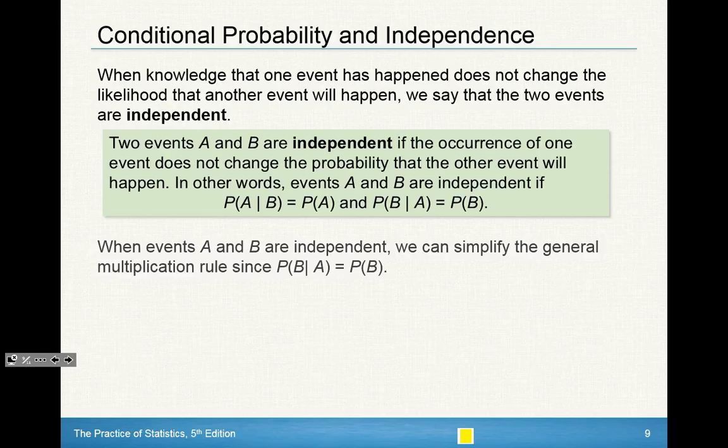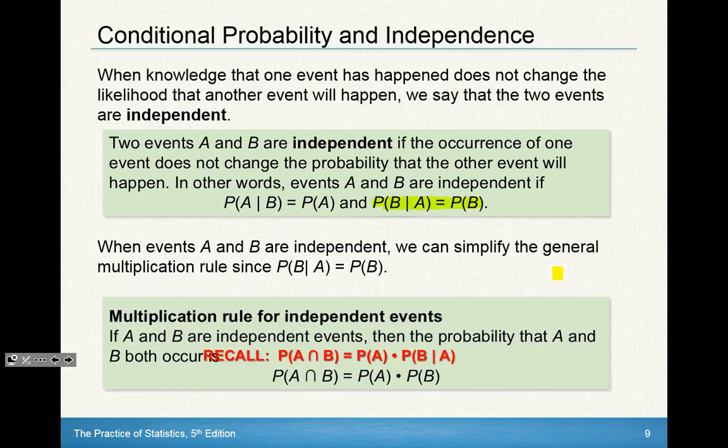and then the probability of B given A is just equal to the probability of B. When events A and B are independent, we can simplify the general multiplication rule, since we know that from above, the probability of B given A is equal to the probability of B. Recall from previous slides that the probability of A intersection B is equal to the probability of A times the probability of B given A. But the probability of B given A is equal to the probability of B, so you can replace that in the formula, and you've simplified it a lot to just say that the probability of A intersection B is equal to the probability of A times the probability of B. And again, that only works if the events are independent.